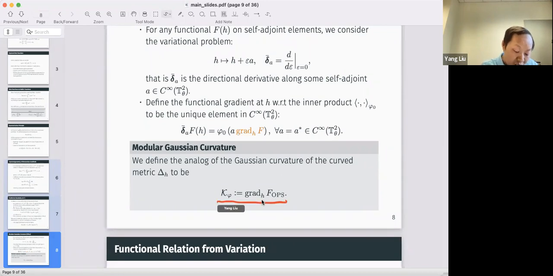If we take this definition of curvature, even though it requires more effort to define and compute, from this variational definition you can indeed say something non-trivial about this modular Gaussian curvature because of its variational nature. That's going to be a simple functional relation, which is the main topic of the first part of my talk. Any questions so far? So this is the setup.